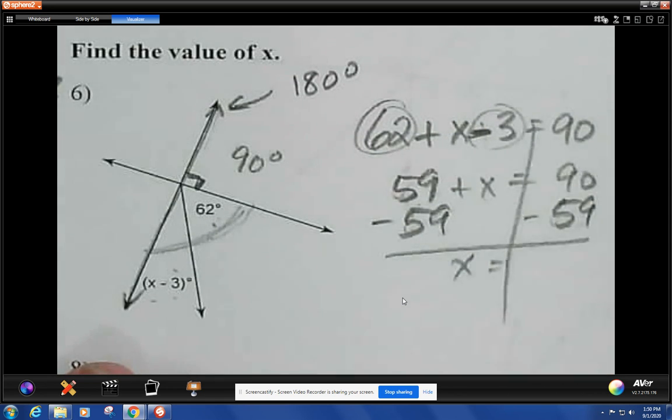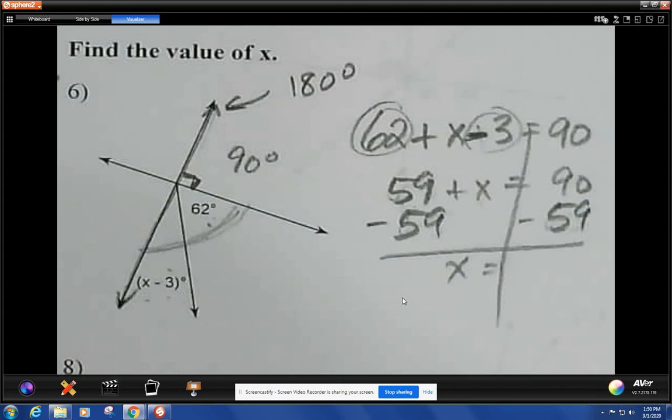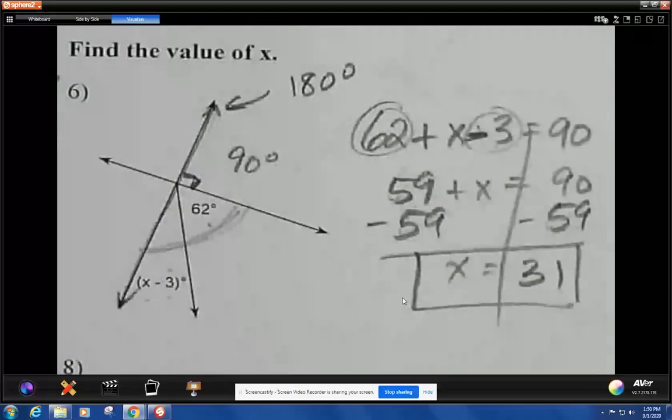You notice I didn't even edit that out. So now I fixed my problem. Again, it should have been 62 minus 3 equals 59. So I needed to subtract 59, which made 31. I'm sure one of you guys would have caught me on that, but we have just found the value of x, which means 31. And again, I could put that 31 back in here and make sure that it works, and it will.